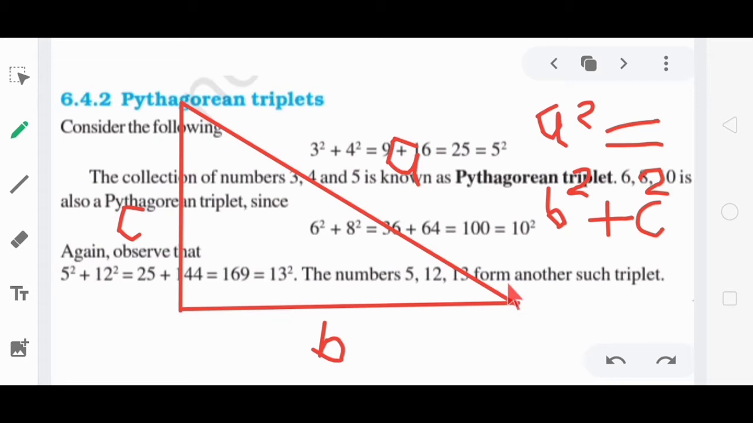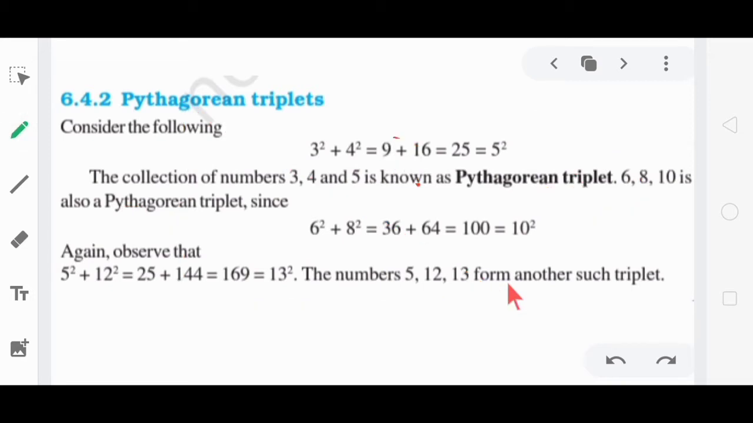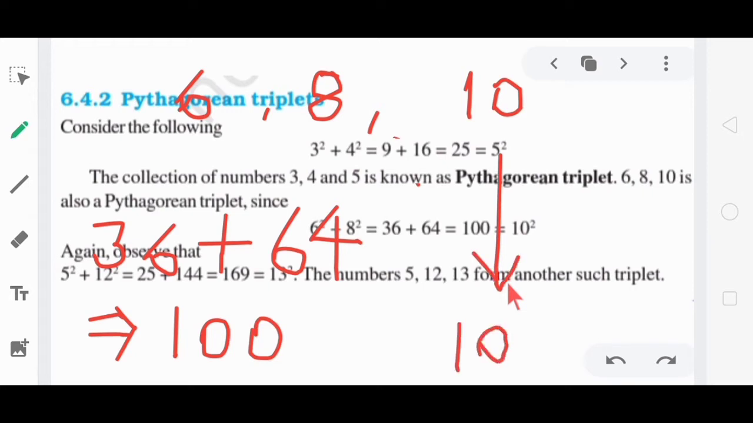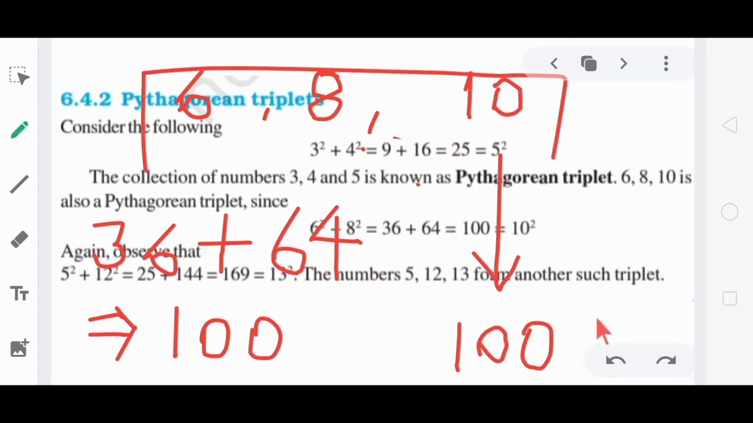Let's see how. If we are given three numbers, the first number is 6, the second number is 8 and the third number is 10. Check. The square of 6 is 36 and the square of 8 is 64, and the sum of these two numbers is 100, and the square of this 10 is 100. Now you can see the sum of the squares of these two numbers, 6 and 8, gives you 100, whereas the square of this one number gives you directly 100. So these three numbers follow Pythagoras law and this triplet is called a Pythagorean triplet.